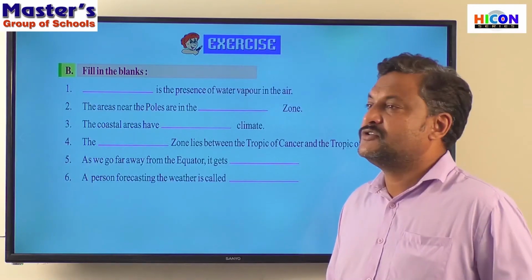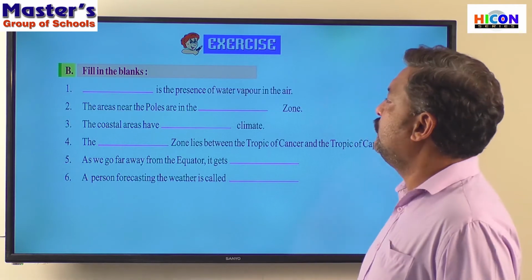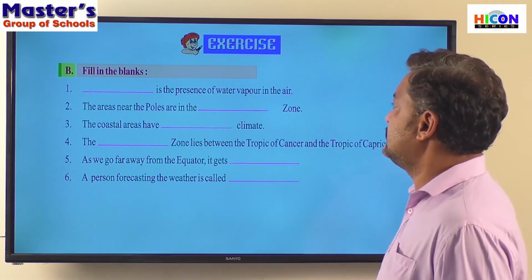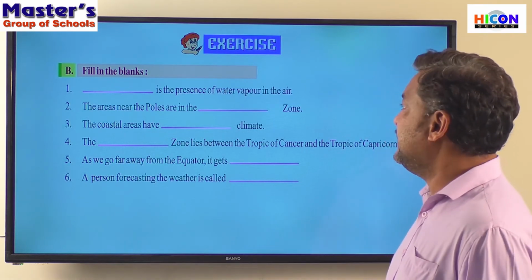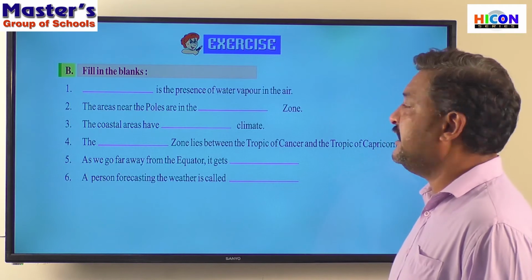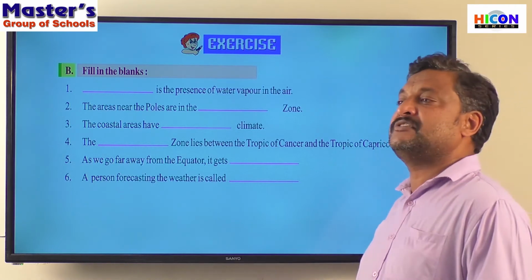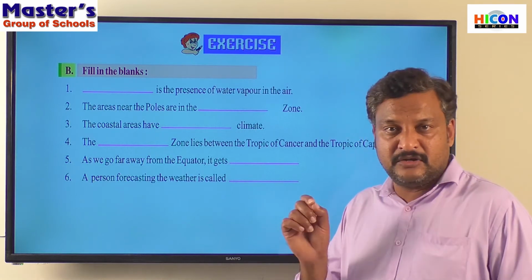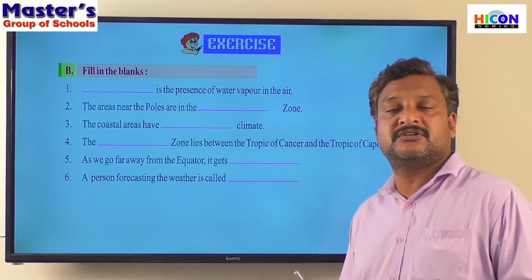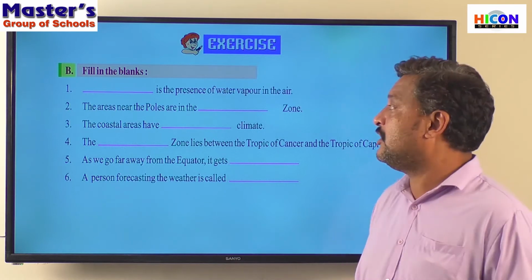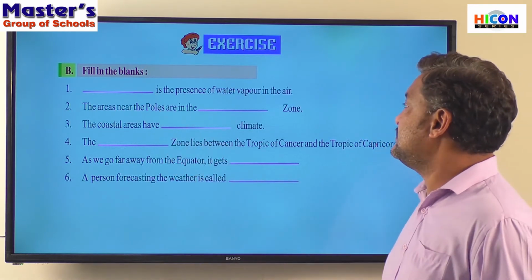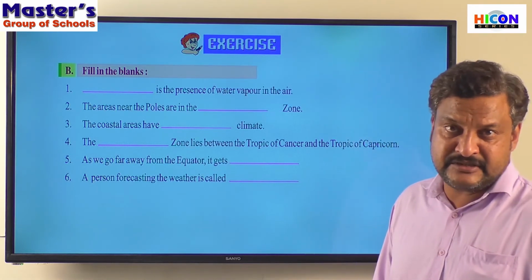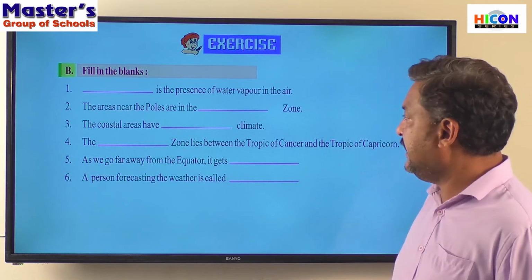Okay, children. So now we have come to the next one. Fill in the blanks. First one. Dash is the presence of water vapor in the air. So what do we call the presence of water vapor in the air? The air which has smaller molecules of water vapor. So that is called the humidity. Humidity is the presence of water vapor in the air.